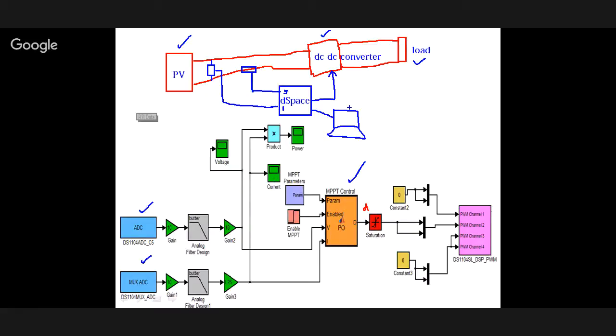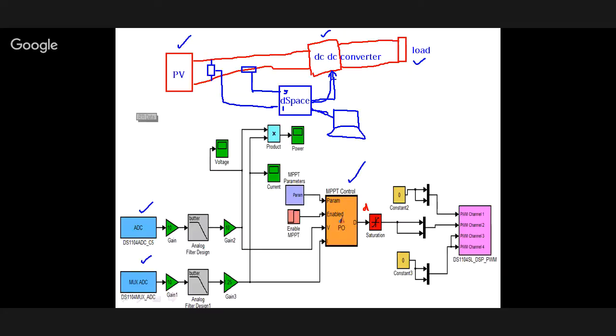That will come into my MATLAB environment. My MATLAB is here. Okay. So after coming into my MATLAB, it comes into my program. It will run my program. It will give me my duty cycle. This duty cycle will again go to my D space, and from D space it gets fired. It will fire my buck converter. Okay, so this is how we do the real-time implementation.